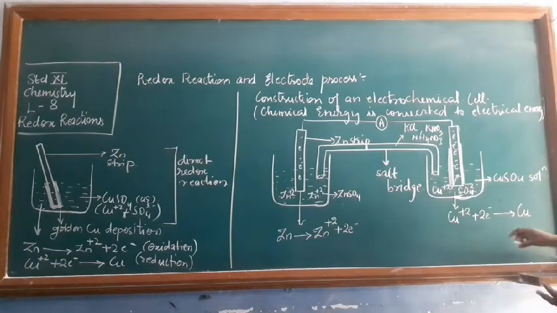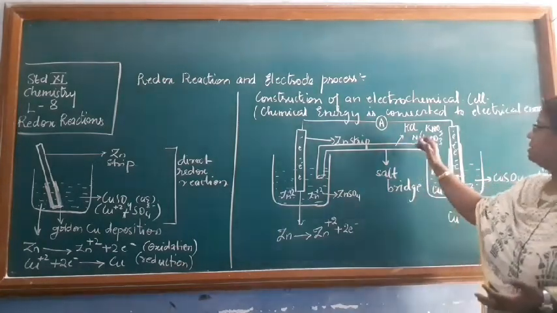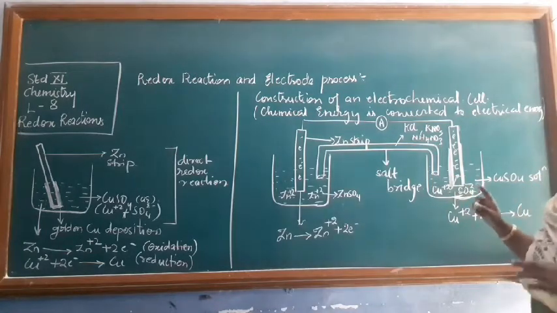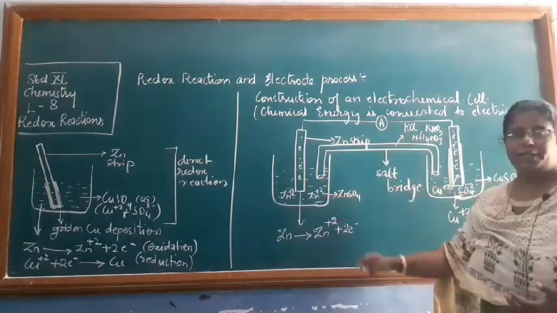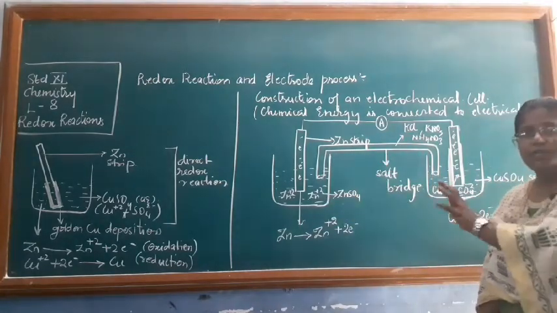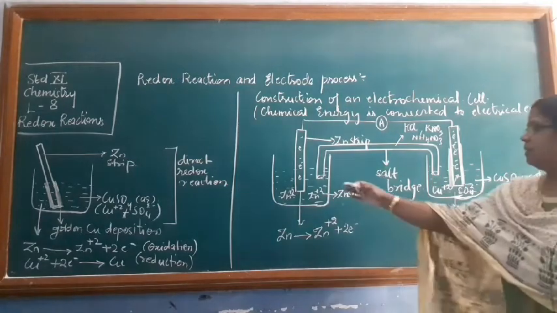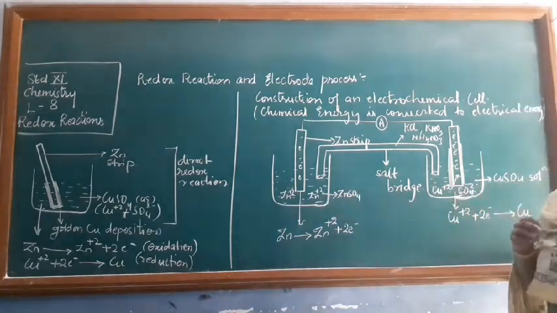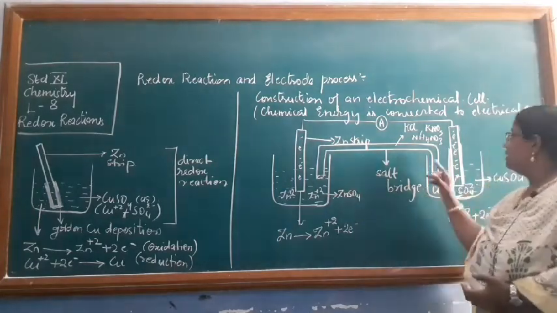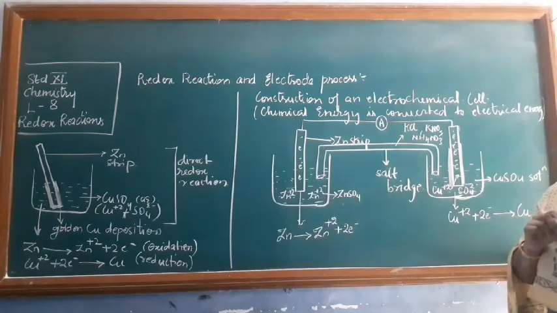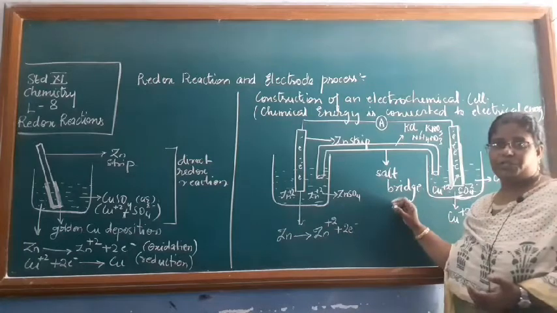So the presence of these substances will allow the travel of the SO4 2 minus ions to Zn, making the electrochemical cell neutral. Otherwise, here positive charge develops, here negative charge develops, and to maintain neutrality of the electrochemical cell, this salt bridge is useful. So, that is the function of the salt bridge.